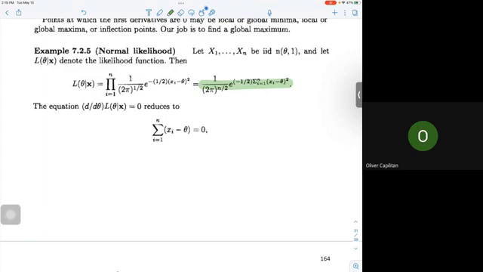Then after that, we're going to take the derivative of our likelihood function with respect to theta and equate that to 0. And this would reduce to this finite summation of x sub i minus theta, i from 1 up to n, to be equal to 0.